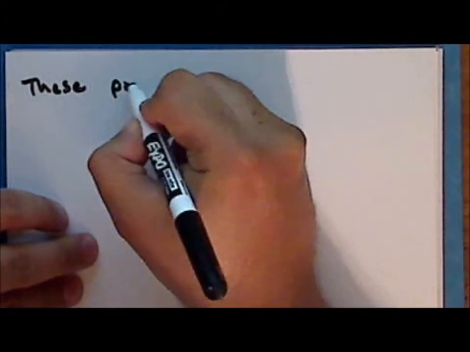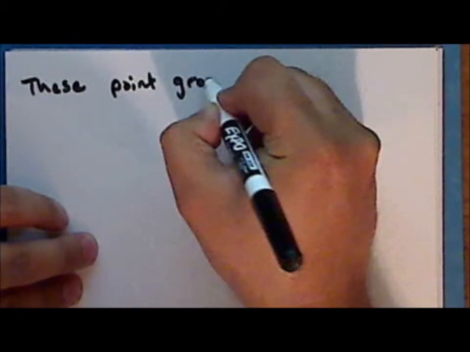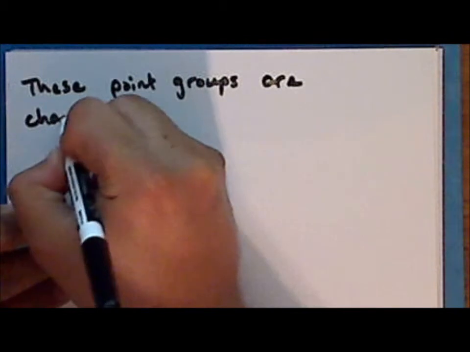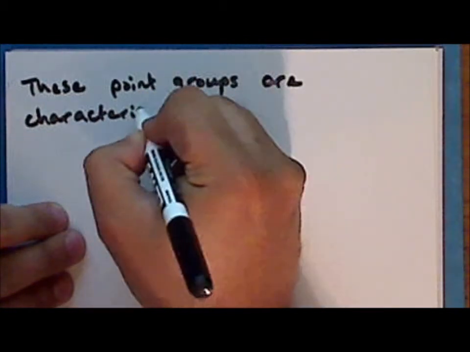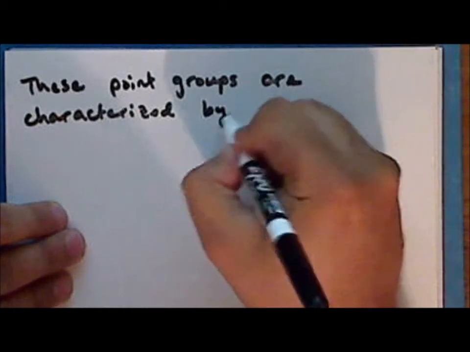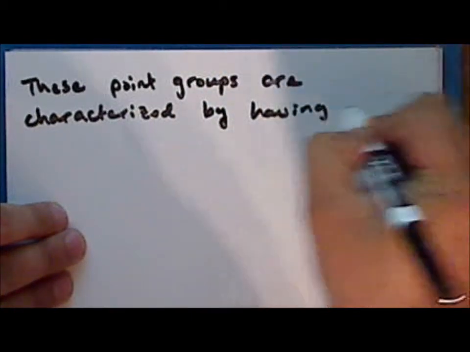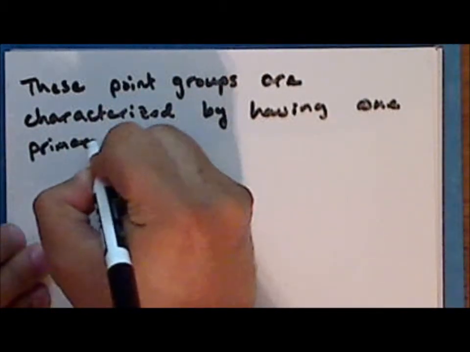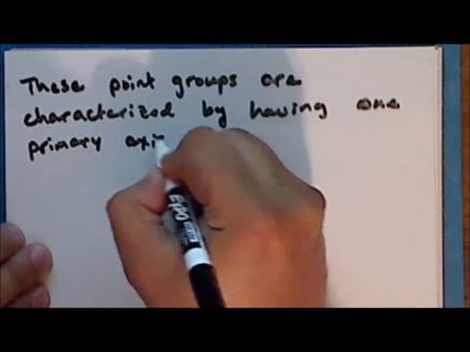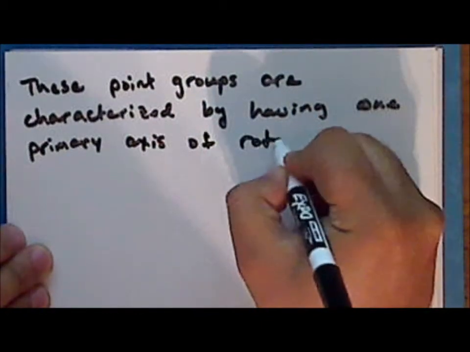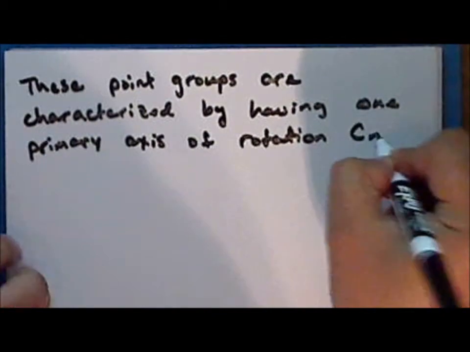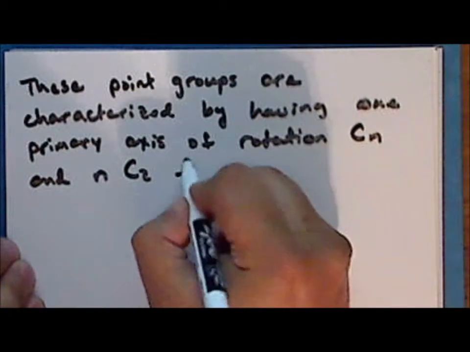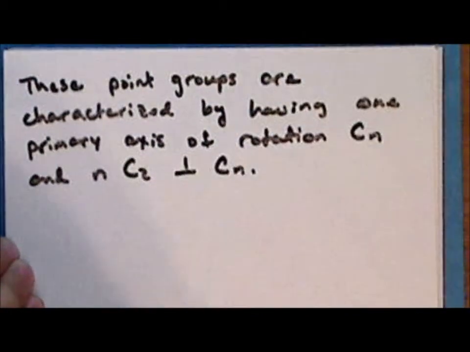And these point groups are characterized by having one primary axis of rotation, C_n, and n C2 axes, which are perpendicular to the primary axis of rotation.